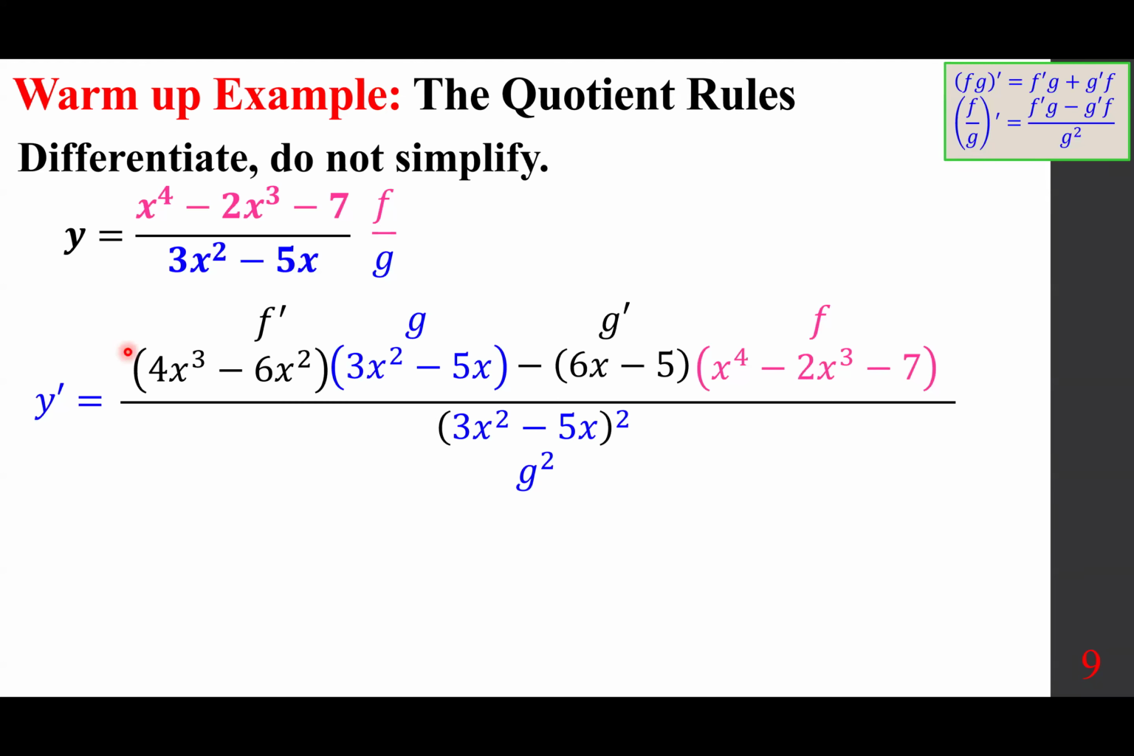And I hope you realize the numerator, if you go back to the warm-up example for the product rule, was exactly like that, except it had a plus sign here. That's why I believe it makes it easier to memorize. The product rule is f prime g plus g prime f, and the quotient rule is f prime g minus g prime f over g squared, a shorthand notation.